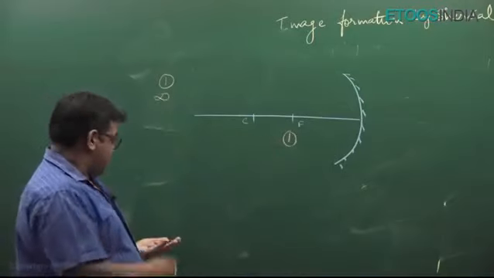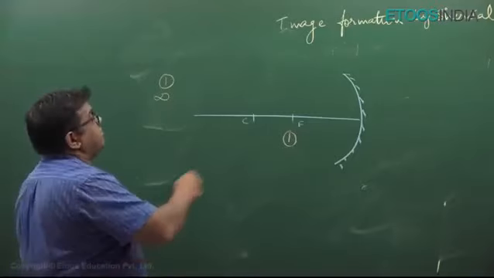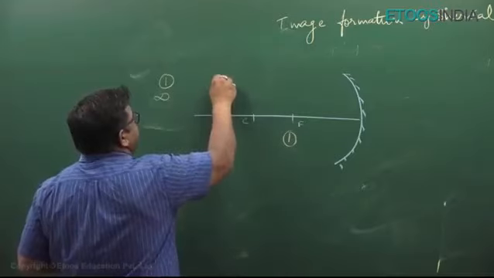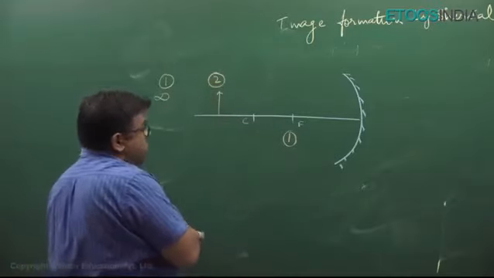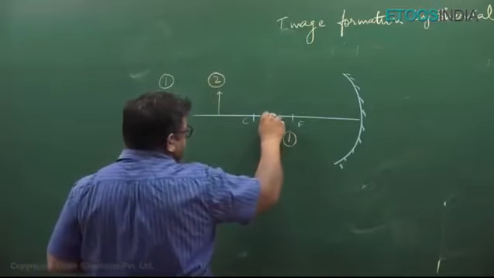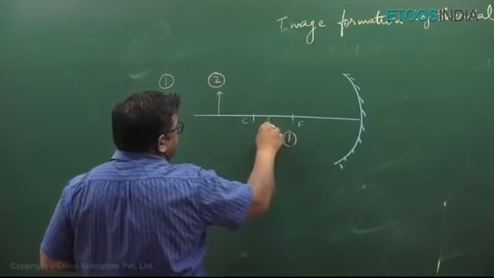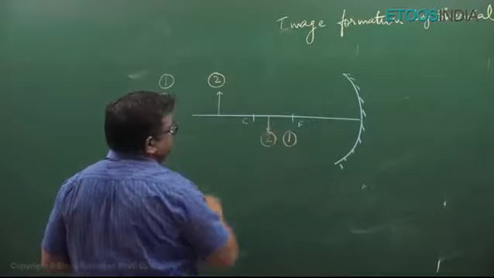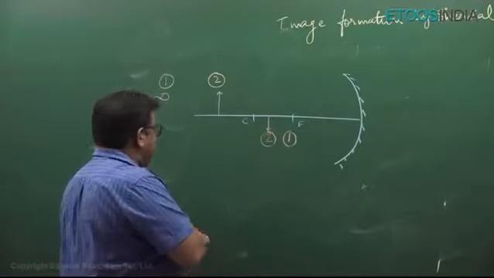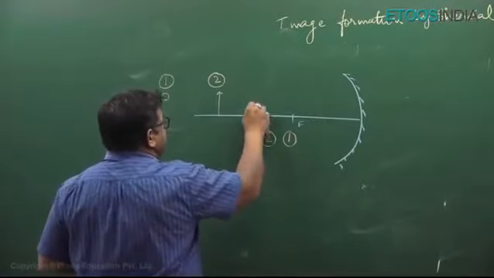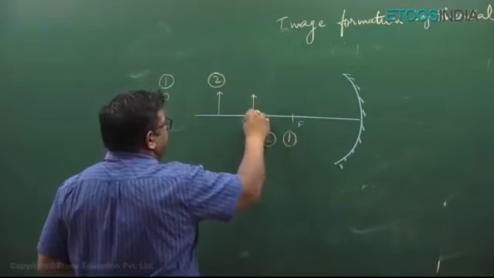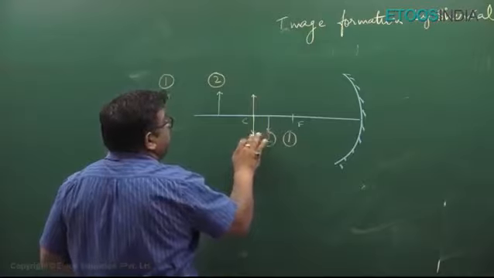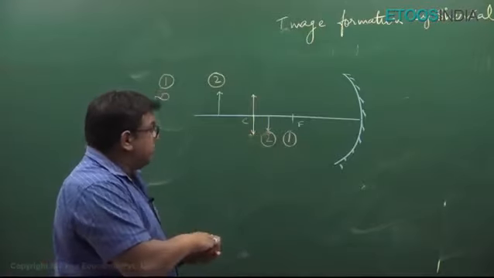Now, I will come nearer to this, and if I place an object here beyond C, then the image is formed between C and F, which is of course smaller than the object. Got it? If the object is placed at center of curvature, then the image is also formed at center of curvature, that too of same size of the object.